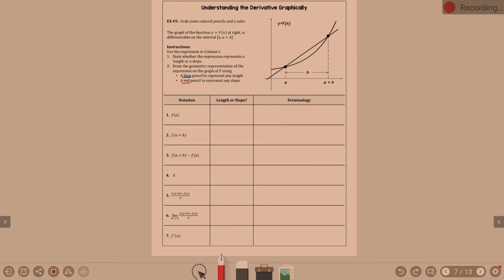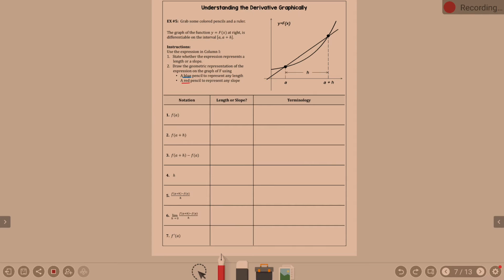Okay, so the graph y equals f of x. You will notice in calculus, they always are naming the graphs. They don't just put a graph here. They're going to tell you the name of it, that way you know what graph they're referring to. And it is differentiable on the interval from a to a plus h. So the graph being this curve, and it's saying it is differentiable on that interval, so you can take the derivative.